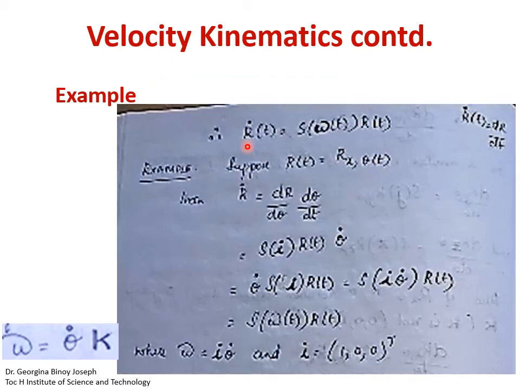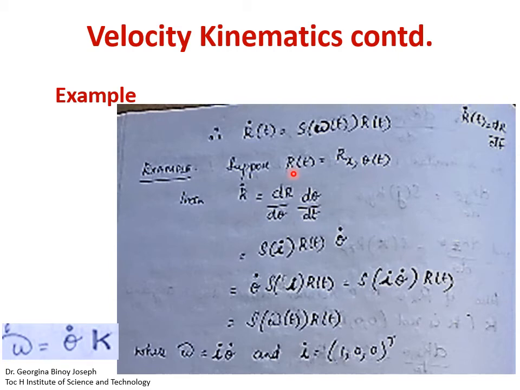So this is another very important result. R dot of t, that is the time derivative of the rotation matrix, is equal to the skew symmetric matrix of the angular velocity into the rotation matrix. So this is a rotation matrix that is varying with time. When the robot moves, its rotation matrix also varies with time. So the time derivative of the rotation matrix is equal to simply the skew symmetric matrix corresponding to the angular velocity omega of t into the rotation matrix. So this is proved like this.